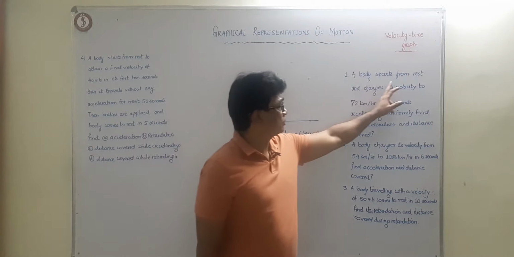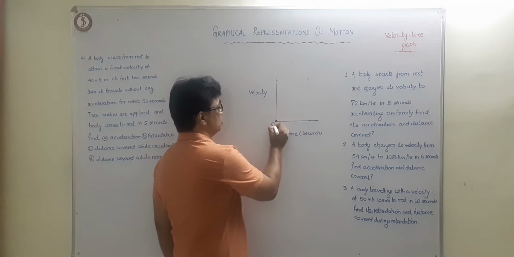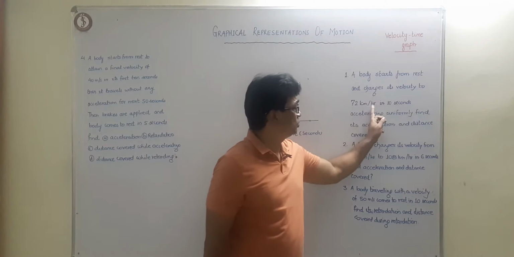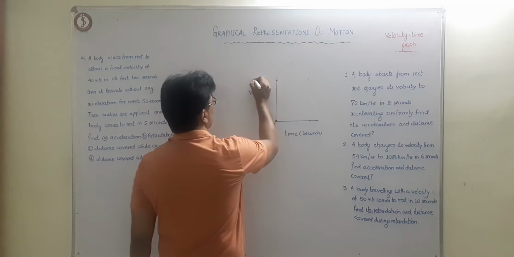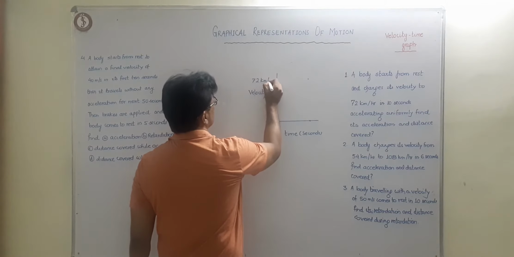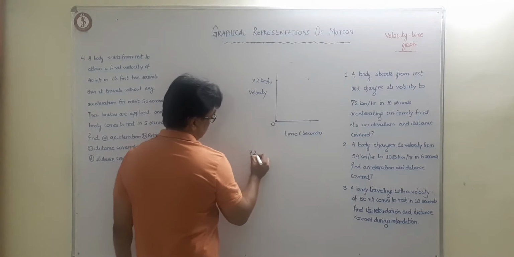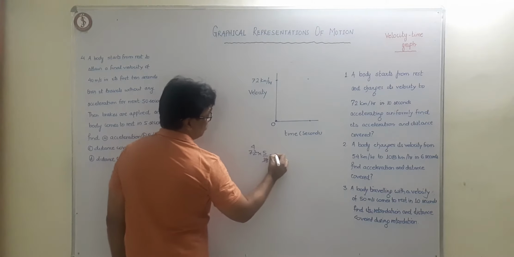A body starts from rest, so that means time 0 and distance 0, and it changes its velocity to 72 kilometers per hour. First let us change 72 kilometers per hour: 72 into 5 by 18. So this is 20 meter per second.